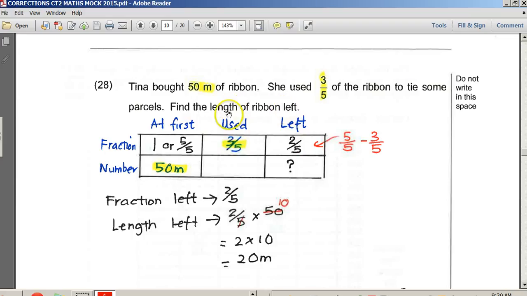Now if you know that 3/5 is the fraction used, then 2/5 is the fraction of ribbon left, right? So all you have to do is find 2/5 of 50. 2/5 of 50 is the length. Can you see the length of ribbon left? To get 2/5 times 50, you cancel, and you should be able to get 2 times 10, which is 20 meters, right? Let's carry on.